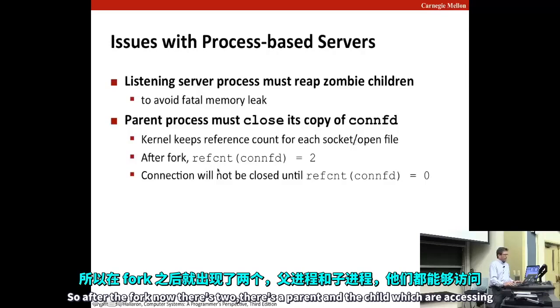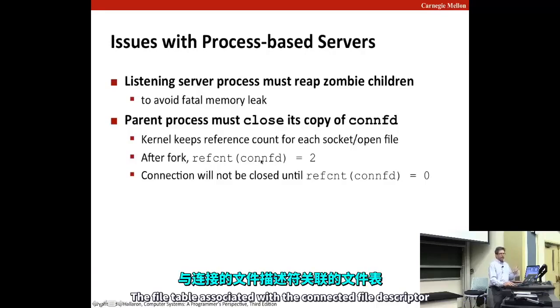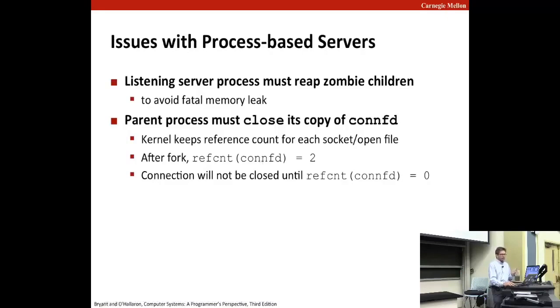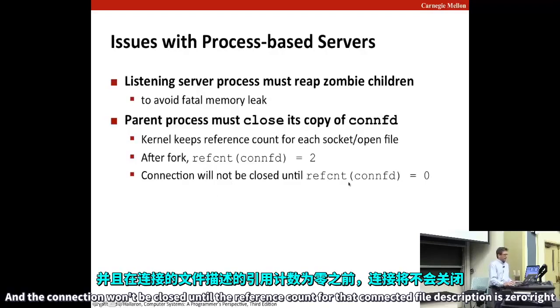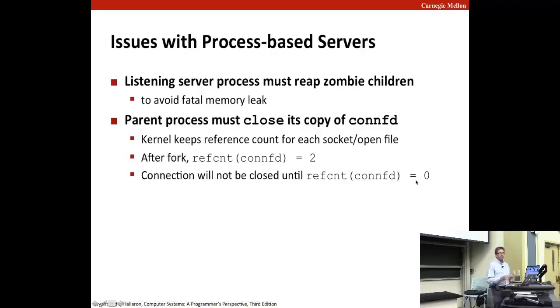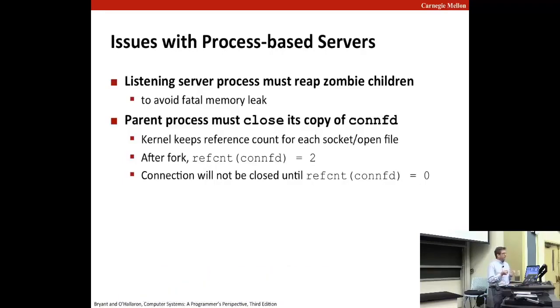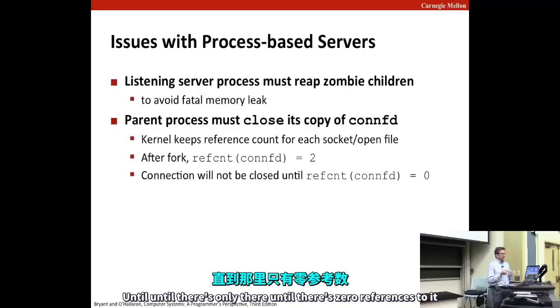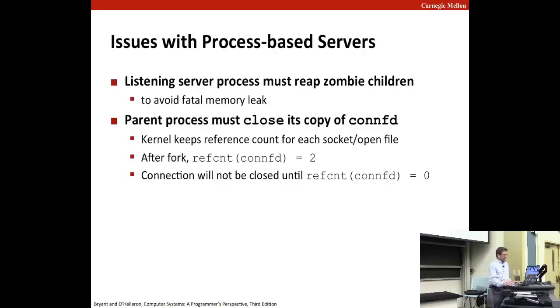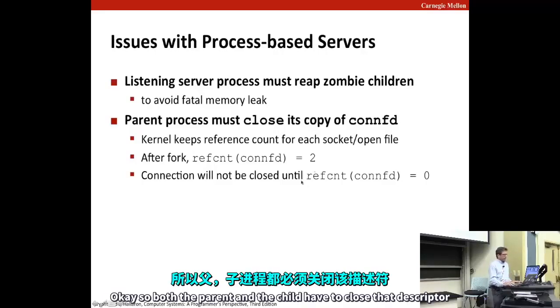So after the fork, now there's a parent and the child which are accessing the file table associated with the connected file descriptor. The connection won't be closed until the reference count for that connected file descriptor is 0, right? So that file table entry won't be removed from the kernel until there's 0 references to it. So both the parent and the child have to close that descriptor.